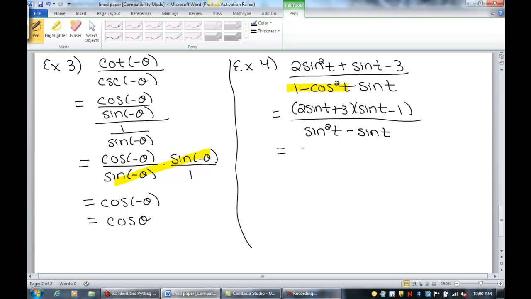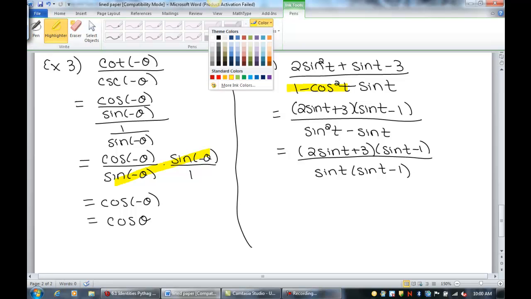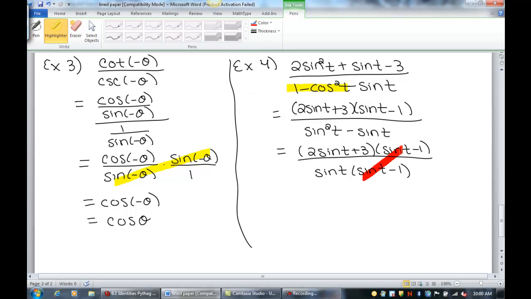Okay, so now in the denominator I notice again that I do have a GCF. So I can go ahead and take that out. And that's going to be sine t. I'll be left with sine t minus 1. Again, we've got a simplification that can occur. And I can be left with 2 sine t plus 3 over sine of t.